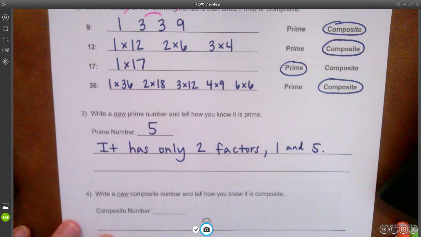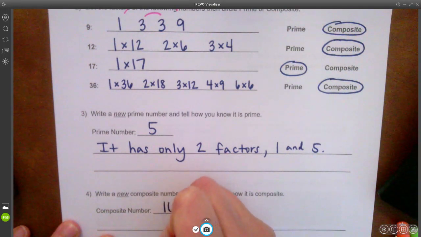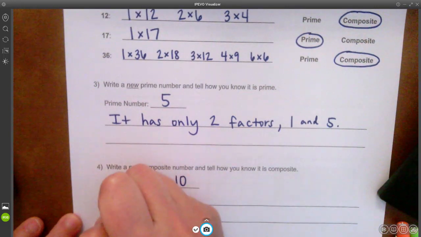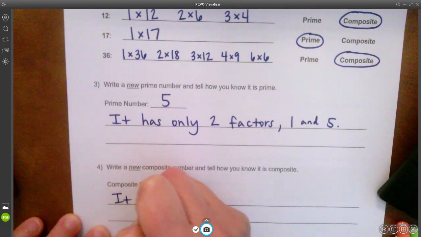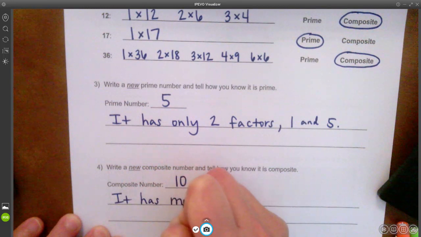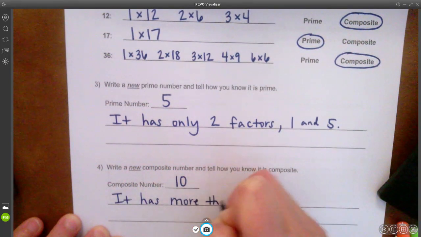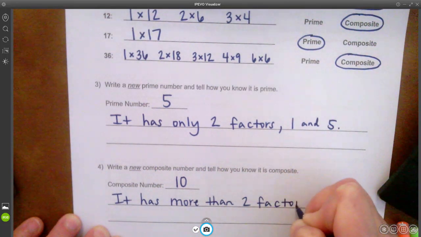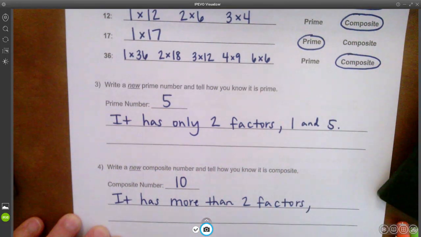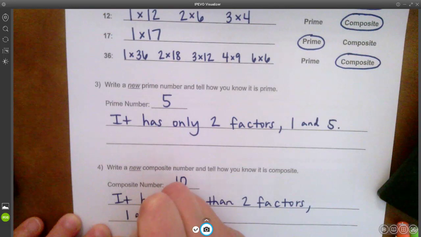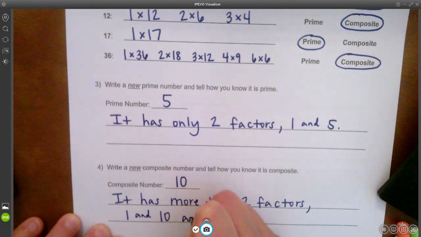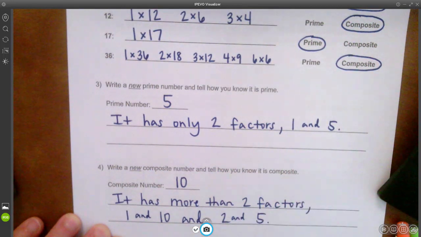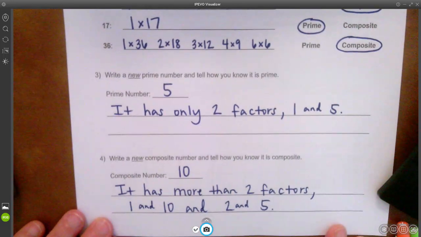All right, a new composite number. How about I go with the number 10? All right, so the reason that 10 is composite is it has more than 2 factors. And again, you could also list them, okay? It has 1 and 10 and 2 and 5. And you could show that as 2 little multiplication problems if you wanted as well.